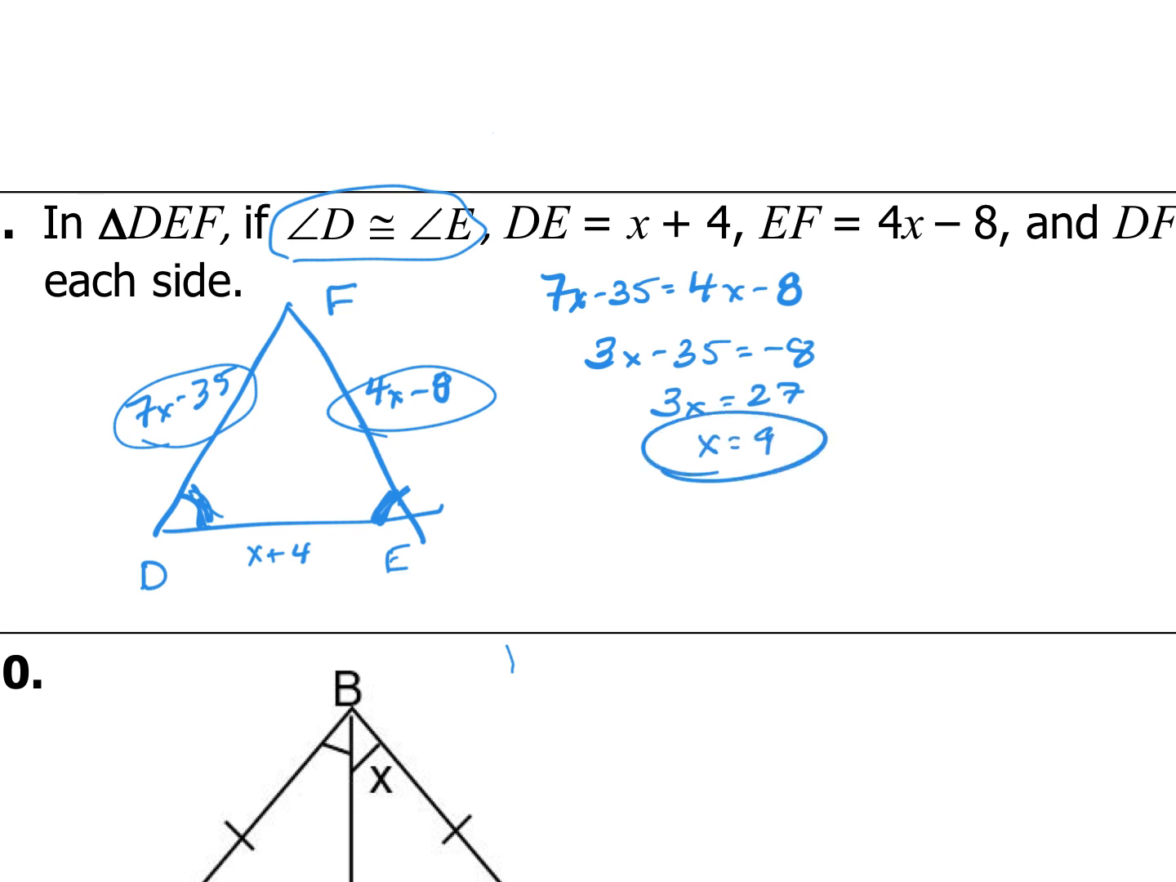So again, we're not done just because we found x, because it actually wants the measure of every side. So we have to plug it in. So this becomes 9 plus 4, which we know is 13. This one becomes 4 times 9 minus 8. So 36 minus 8 gives me 28. This one is 7 times 9 minus 35. So 63 minus 35 also gives me 28. And now I can just fill in the numbers off to the side.